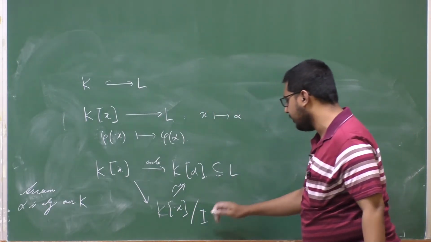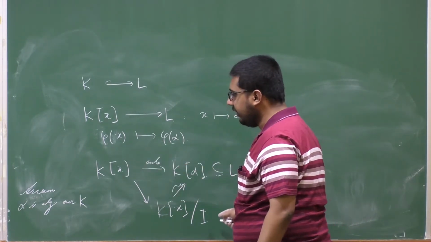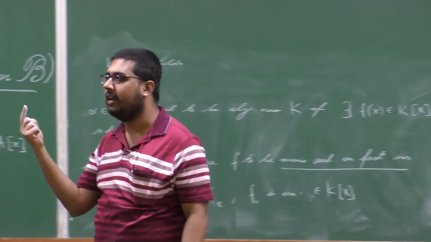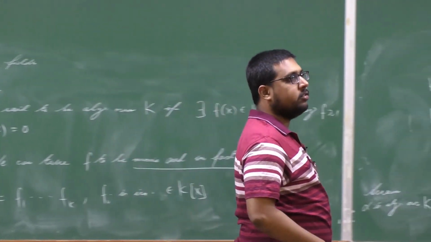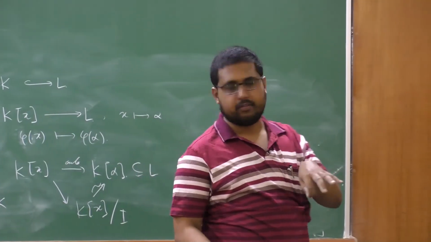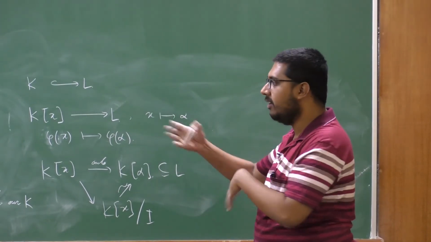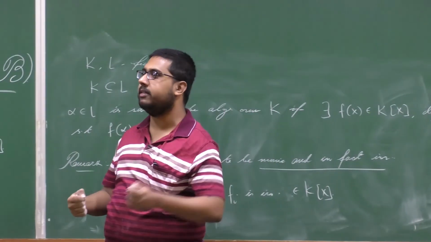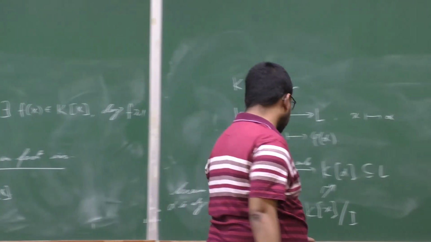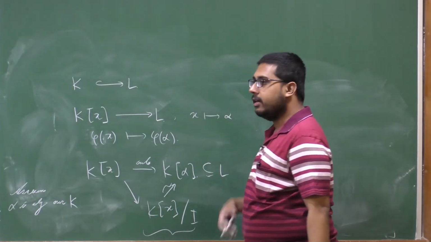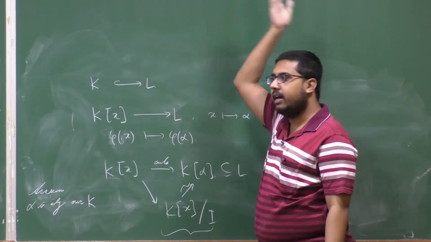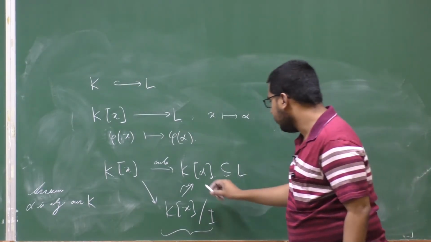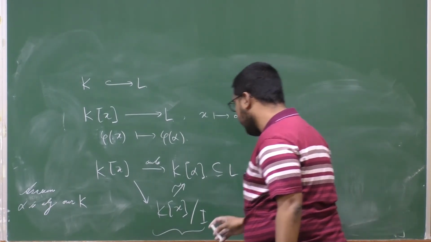Now, what is going to happen? Because it is a PID, and also we have seen that the principal ideal contains an irreducible element. So if a principal ideal contains an irreducible element, it has to be the generator of that ideal, because an irreducible element doesn't have any proper factorization. Furthermore, in a PID, the irreducible elements only generate the maximal ideals. Hence, this quotient is going to be a field, which ensures that K[alpha] is also going to be a field.